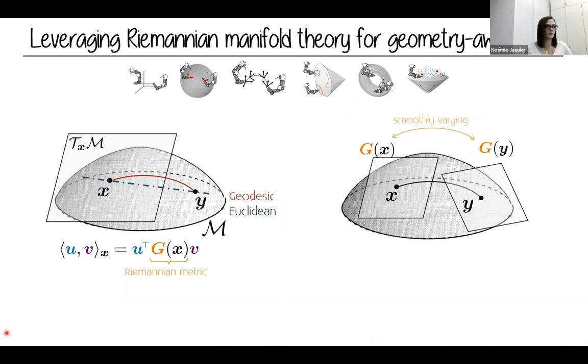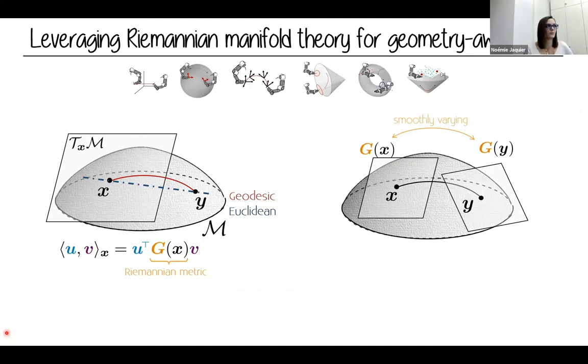And as you can see here, the geodesic is different from the Euclidean line. It stays on the surface of the manifold, but the Euclidean line doesn't care about the geometry of the manifold. So this is the type of line that we then use to measure distances. Here, basically, we are going to use our Riemannian metric and those geodesic curves in order to define our kernels.